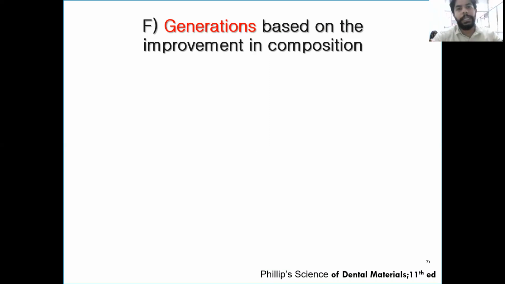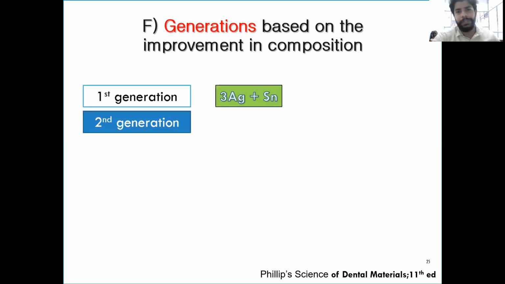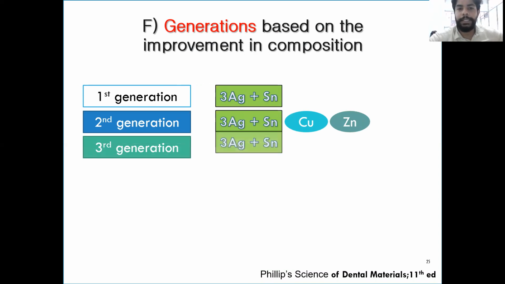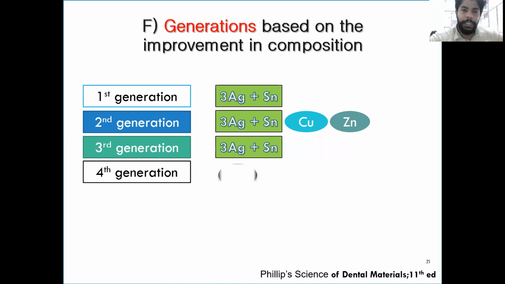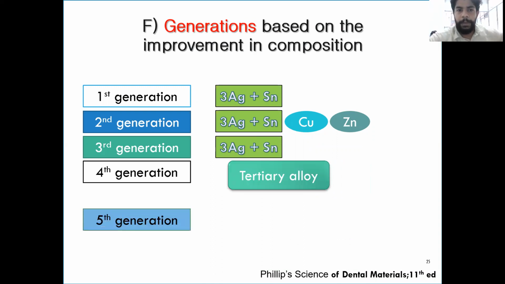Amalgam can also be classified according to generations based on improvement in its composition. The first generation consists of silver and tin. The second generation consists of silver and tin as well as copper and zinc. The third generation has the conventional silver tin alloy to which Ag3Cu is added. The fourth generation is a combination of silver, tin, and copper up to 29%. In the fifth generation, there is silver, tin, copper, and indium, which is a quaternary alloy.